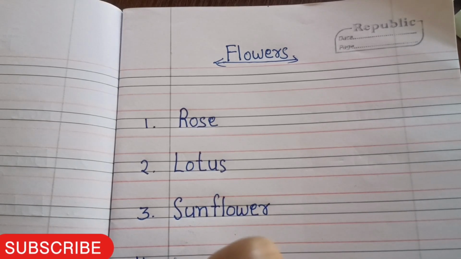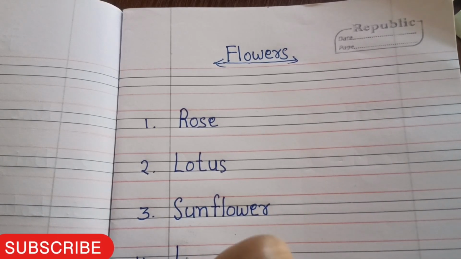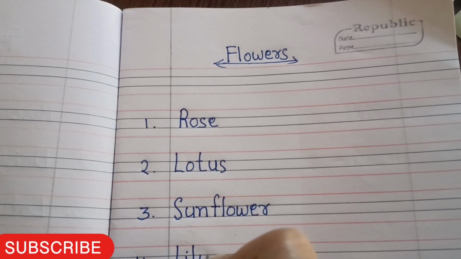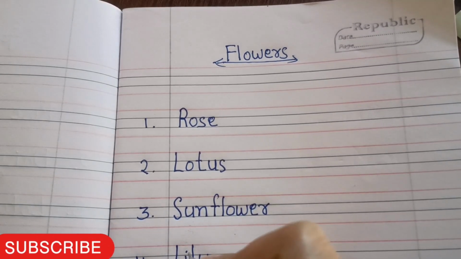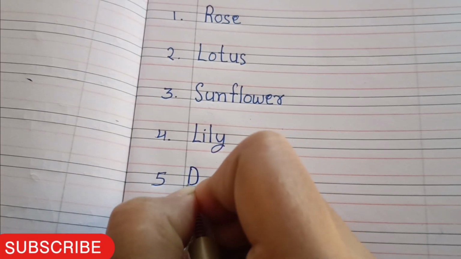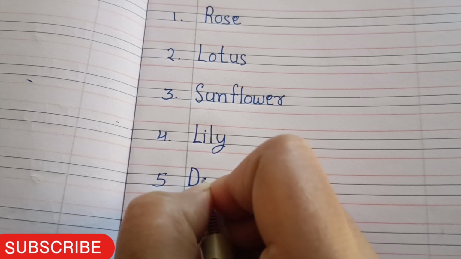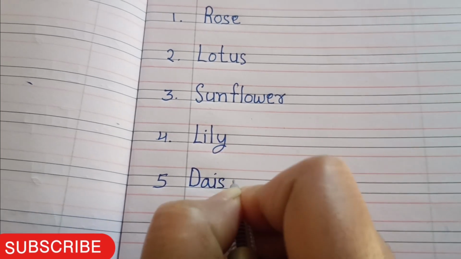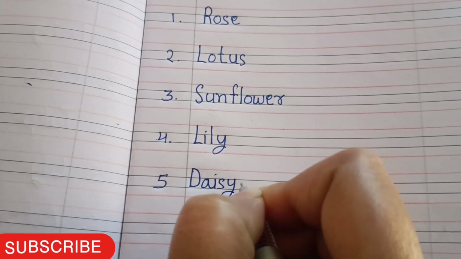Fourth is lily. L-I-L-Y, lily. Fifth is daisy. D-A-I-S-Y, daisy.